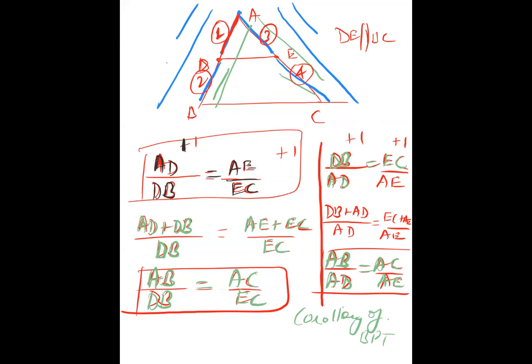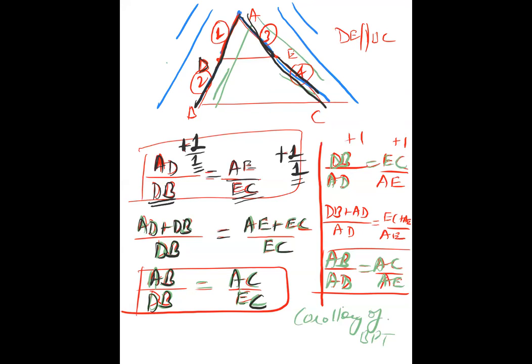Now we are adding 1 on both the sides, plus 1, plus 1, 1 by 1 and 1 by 1. Then we take the LCM of DB and 1, so the LCM will be DB. Then AD plus DB by DB, and AE plus EC by EC. AD plus DB is obviously AB, you can see from the figure itself, and AE plus EC is AC. So we got a new thing. This will be used in solving the questions.